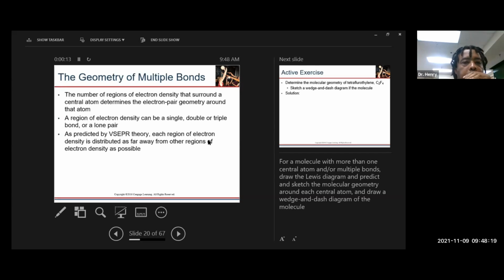If we have multiple bonds, like in the case of a double bond or a triple bond, VSEPR rule is still going to apply. Those atoms are still going to try to get as far away from each other as possible, so the double bond and triple bond isn't going to affect that attachment trying to be away from each other, okay?